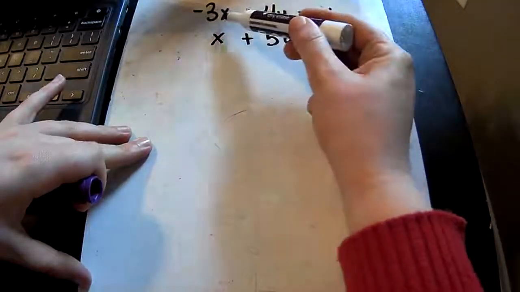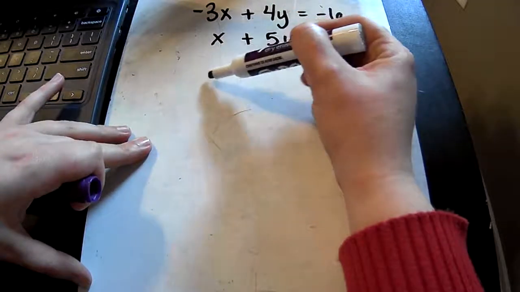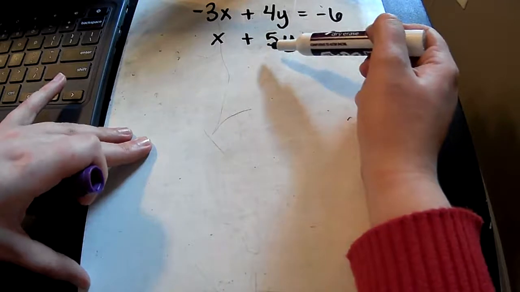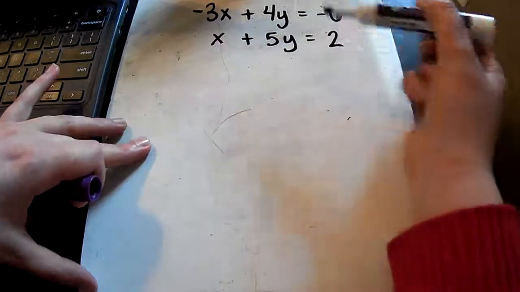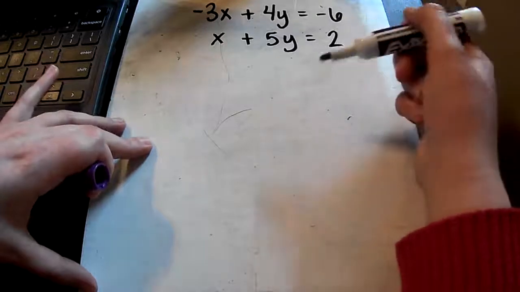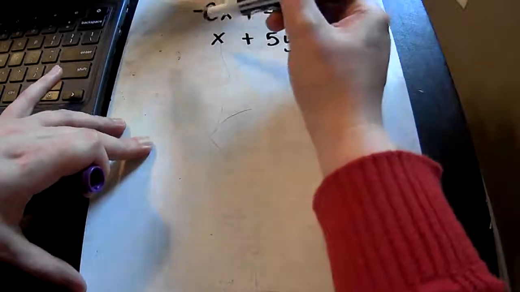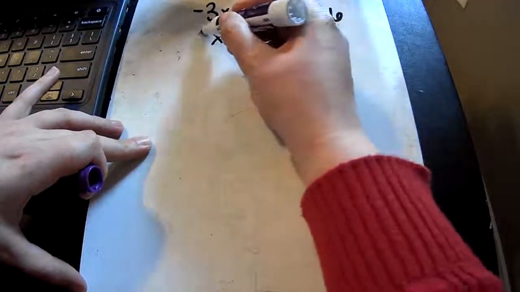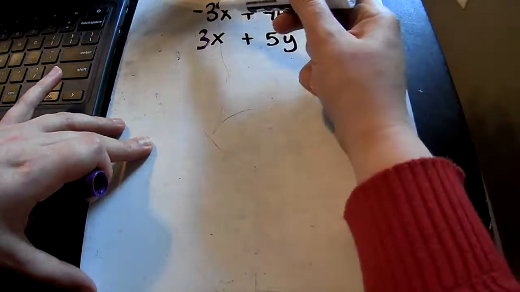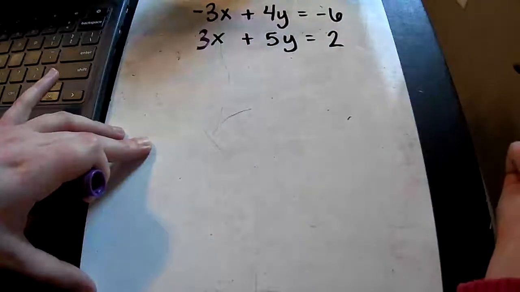If I do a negative 3x plus 1x, that gives me negative 2x. And if I do 4y plus 5y, that gives me 9y. And we wanted something where we could cancel out one of our variables. So to accomplish that, I do know that if I can somehow make this a positive 3x, then it will cancel out with my negative 3x here.